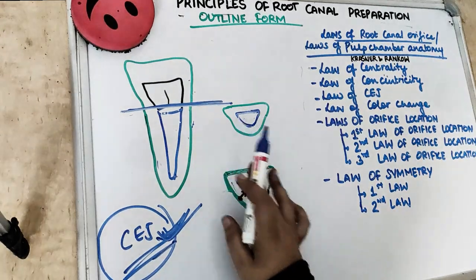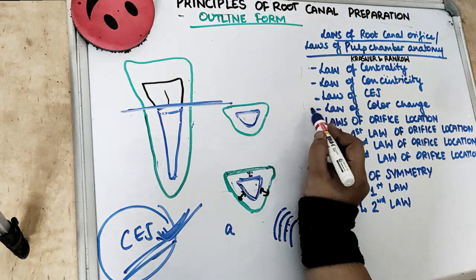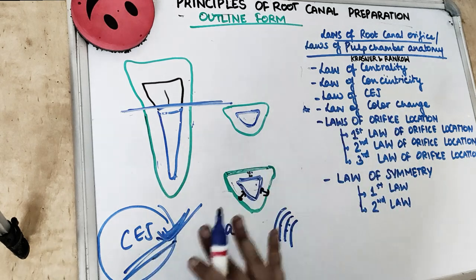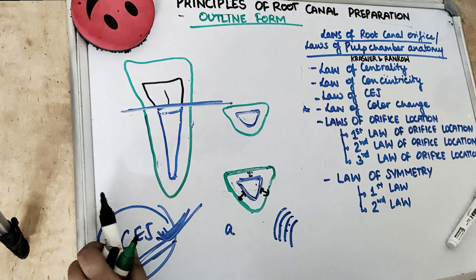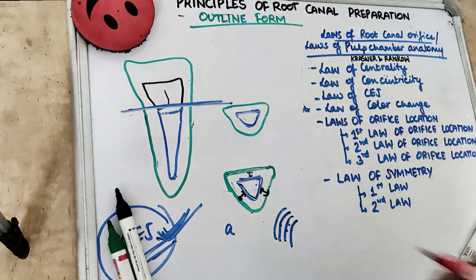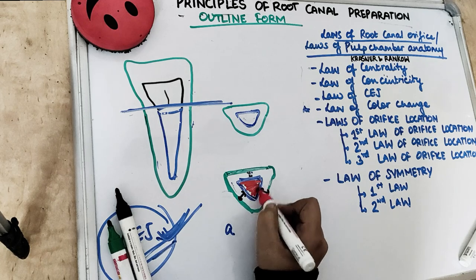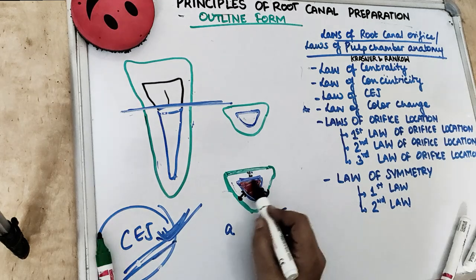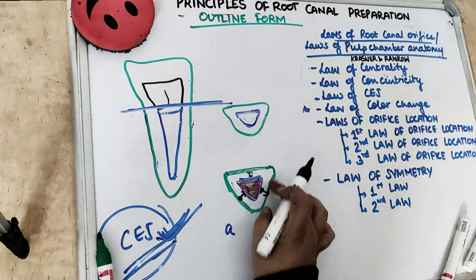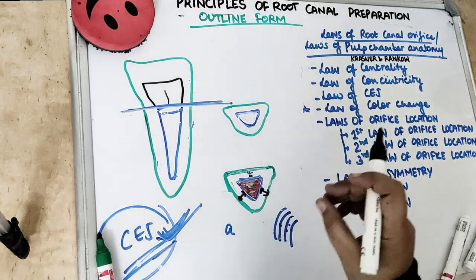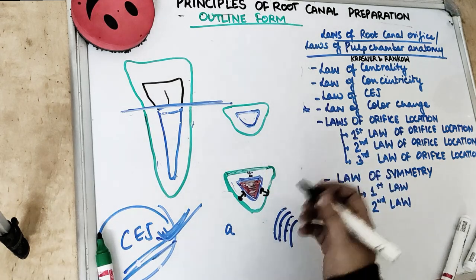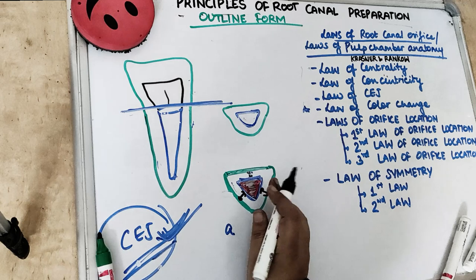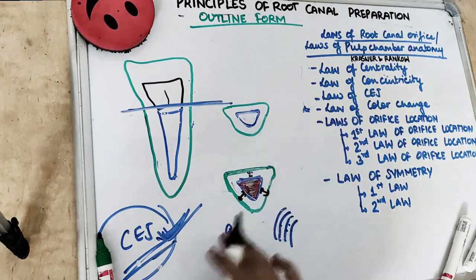And clinically, you know that you have reached the CEJ through the law of color change. The law of color change tells us that the floor of the pulp chamber is always darker than the walls, which is obvious. The pulp chamber is going to have a lot of pulp, which means a lot of redness. So in this redness, a dark layer is there, getting darker and darker. So if we talk about the orifice, the floor of the pulp chamber is always darker than the wall. This is how you can see that this is going to be the orifice.